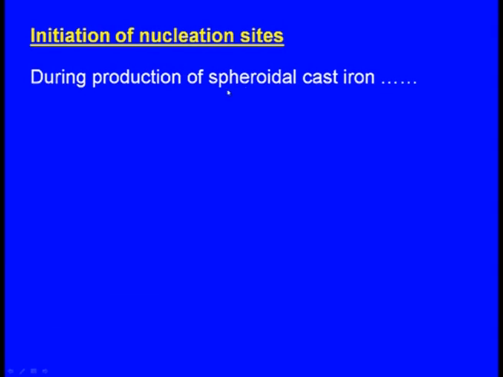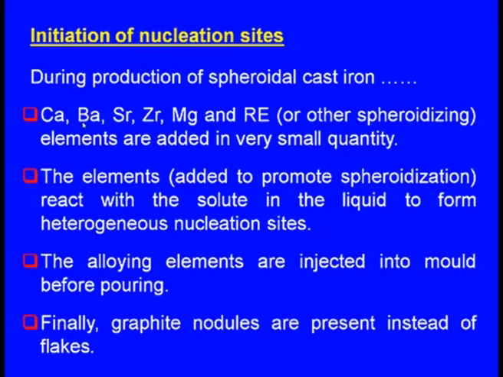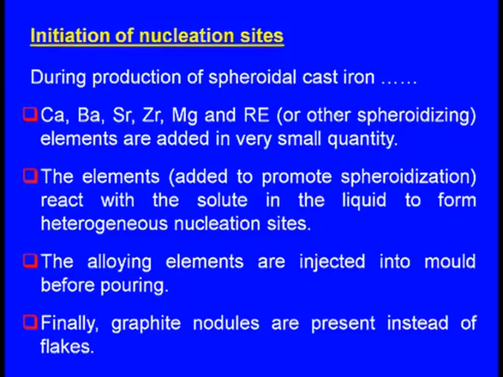Now, we produce the spheroidal cast iron. During production of spheroidal cast iron, calcium or barium or strontium or zirconium or magnesium and even rare earth metals are added in very small quantity to the cast iron molten metal. The elements added to promote spheroidization react with the solute in the liquid to form heterogeneous nucleation sites. Now, these elements that we add will be acting as the nucleating agents, meaning they will be spreading all over the melt, all over the molten metal.